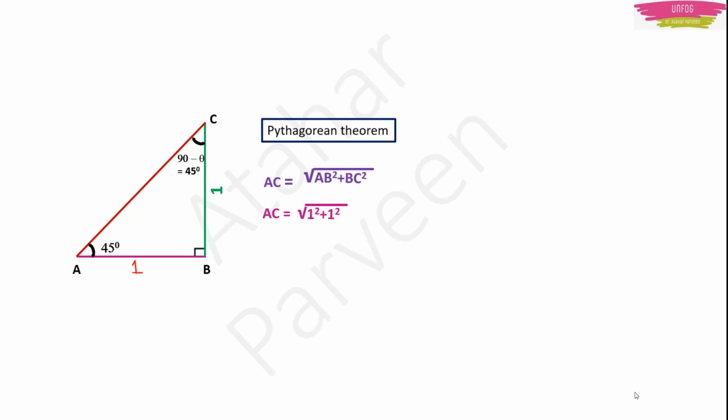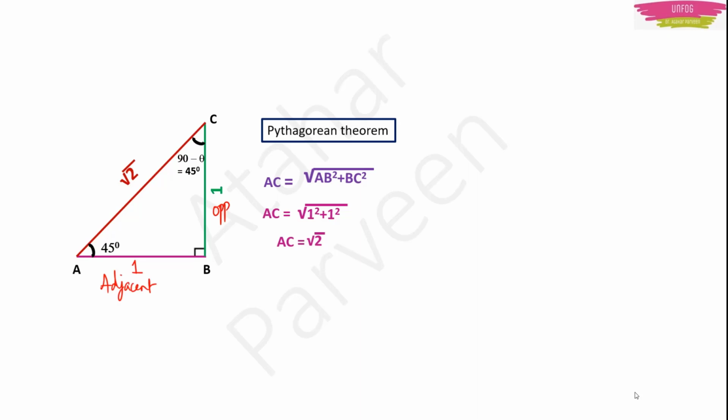So AC will be equal to square root of 1 square plus 1 square. So square root of 2, because 1 square is nothing but 1. So my hypotenuse value became square root of 2. Now using this I can find the trigonometric ratios. This is the opposite side and this is the adjacent side.